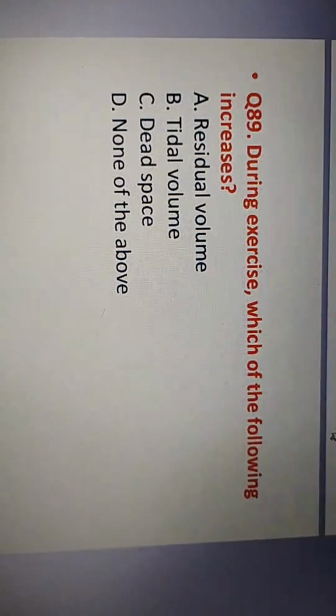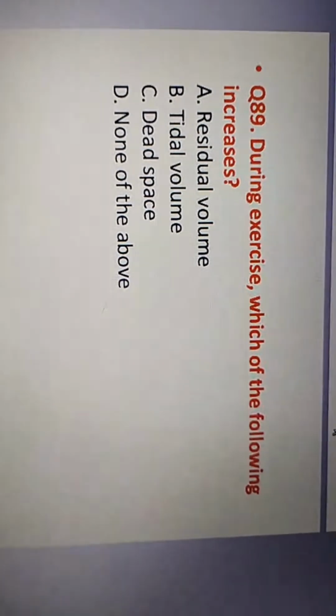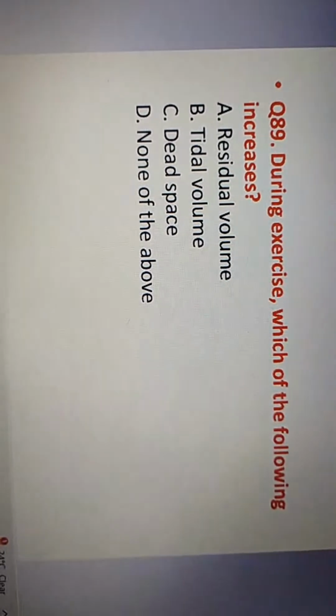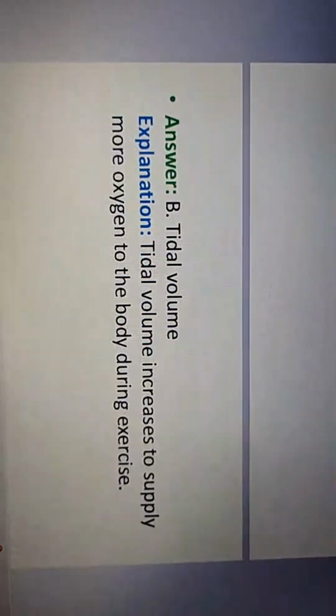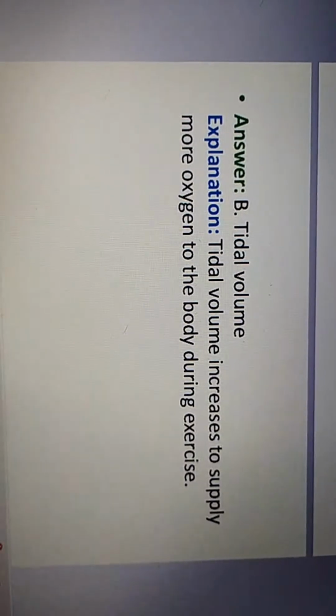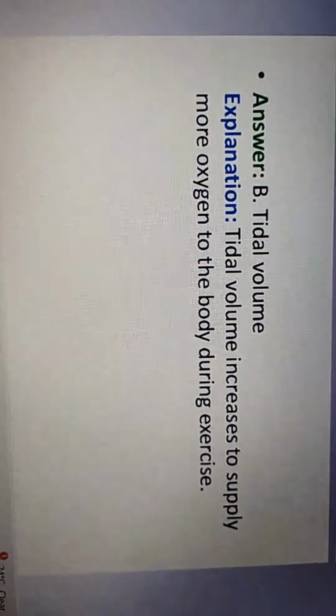During exercise, which of the following increases? Option A residual volume, option B tidal volume, option C dead space, option D none of the above. The correct answer is option B tidal volume. Tidal volume increases to supply more oxygen to the body during exercise.